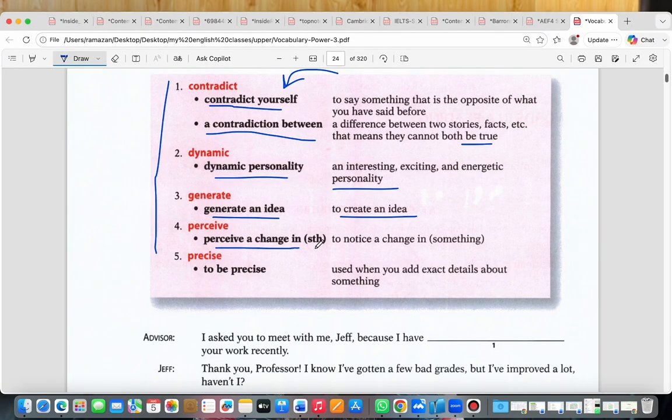Perceive a change in something. This means to notice a change in something. For instance, I can perceive changes in your English skills. For precise, the collocation could be to be precise. This means that it is actually used when you add exact details about something. For example, you have to be precise while delivering a speech.